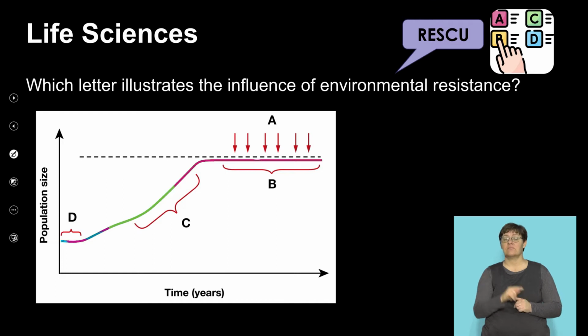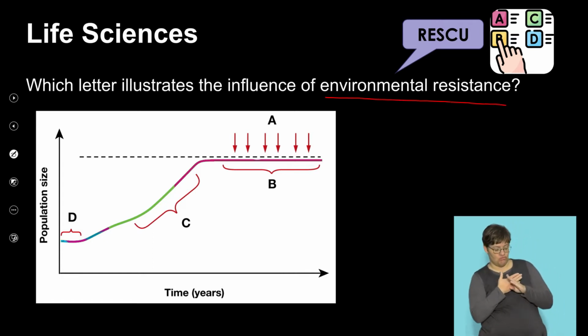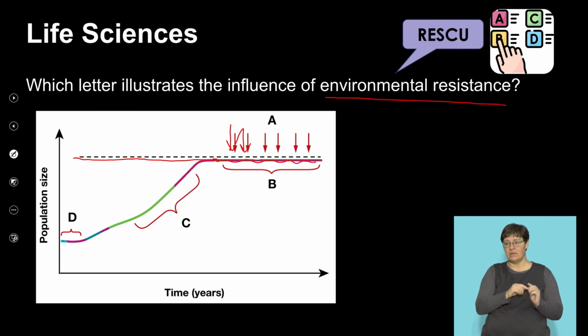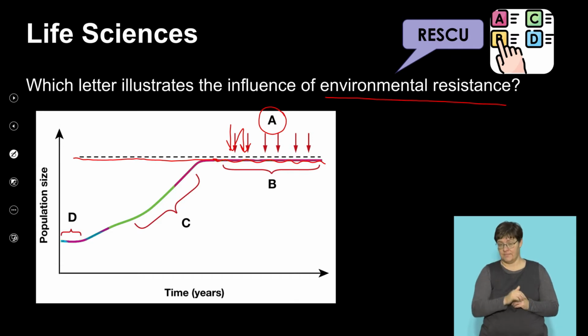Which letter illustrates the influence of environmental resistance? Where are we seeing environmental resistance keeping our population stable? And in this case, we're looking at point A.